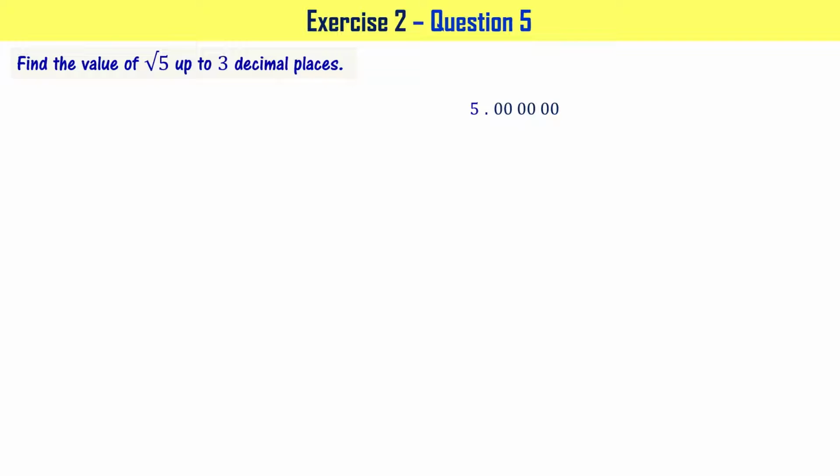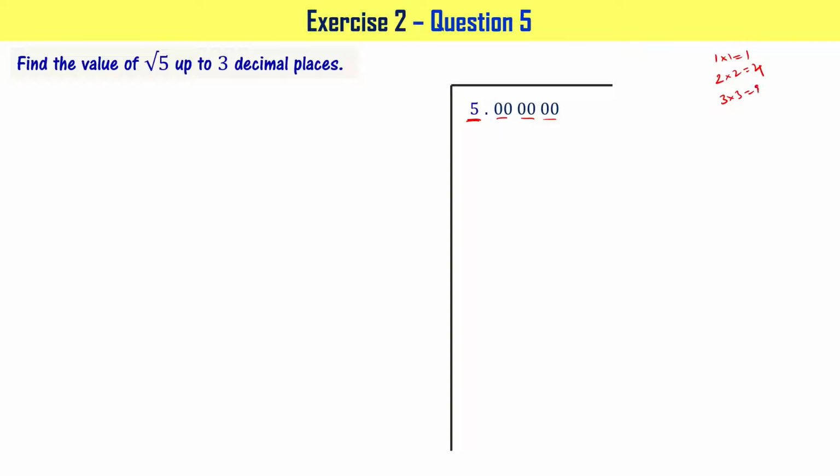As you see here, I have put zeros in pairs. Please note this and draw a line as shown here, right? Look at this number 5. 1 times 1 is 1, 2 times 2 is 4, 3 times 3 is 9, right? So 5 lies somewhere here, meaning 2 times 2 is smaller than 5. For that reason, I multiply 2 times 2 and write 4 here.